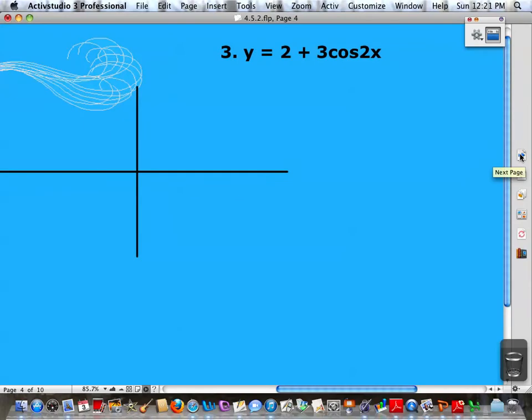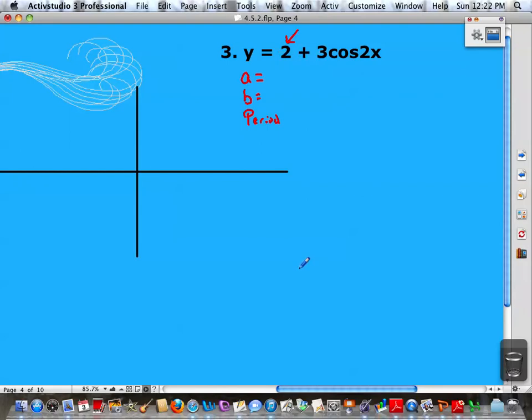Alright, y equals 2 plus 3 cosine of 2x. So with this first thing, let's figure out what's our amplitude, what's our b value, and what's our period. Notice this one has something extra. It's got a little 2 out front here, so we have to think about what's going to happen with that.